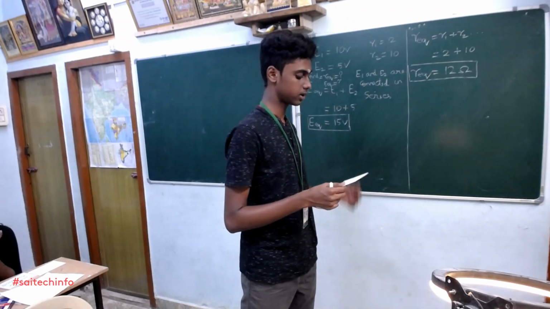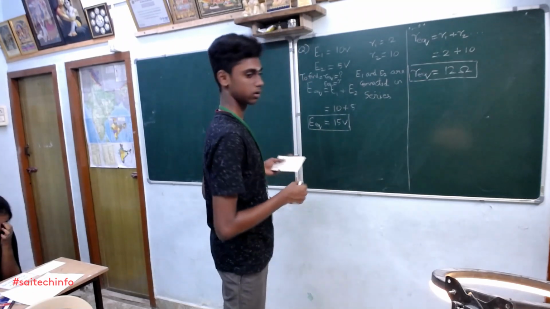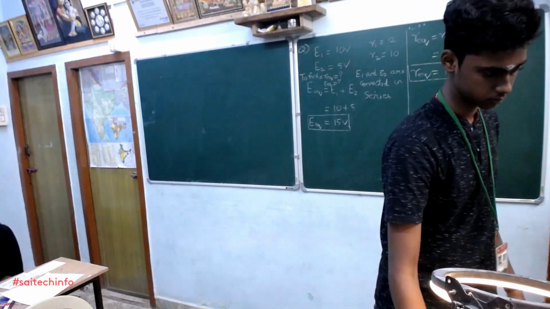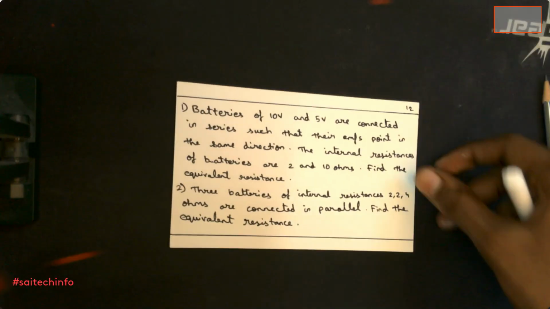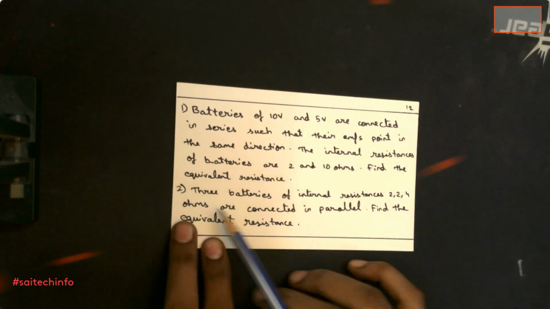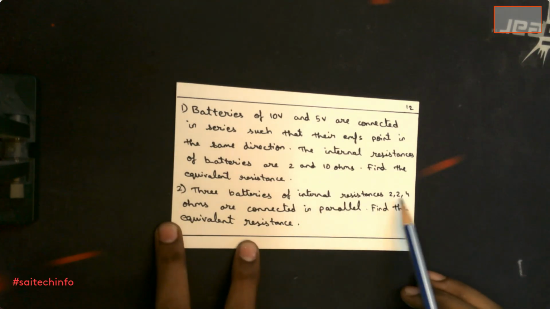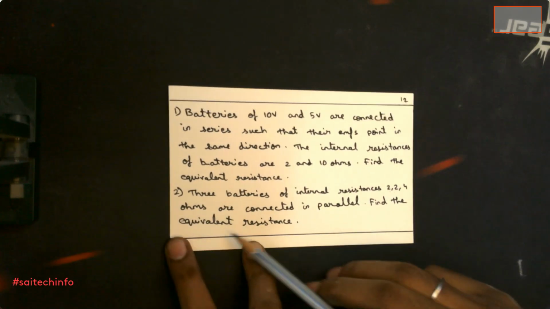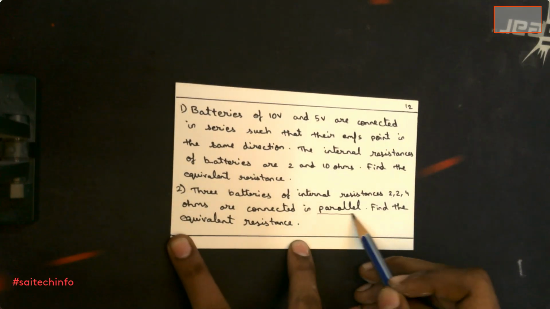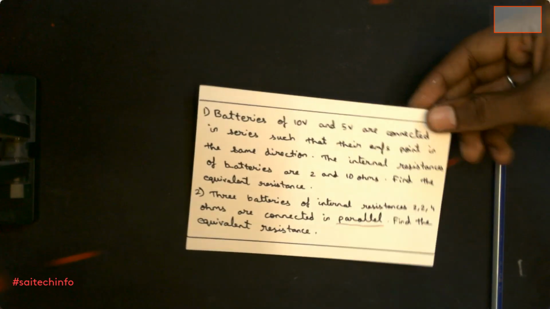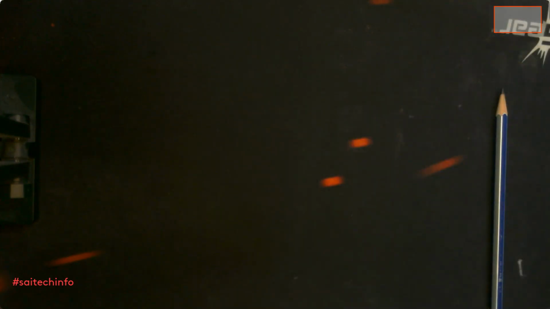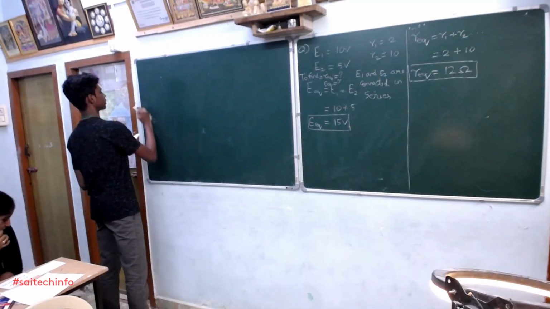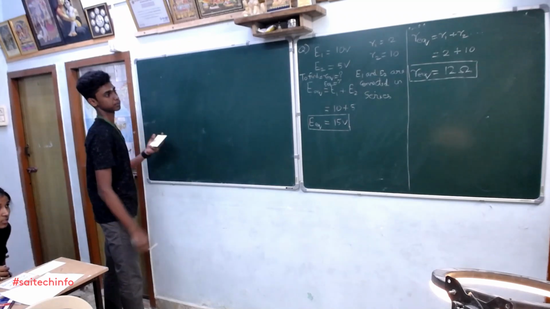That's all. So there is another question. Read the question: three batteries of internal resistances 2, 4 ohms are connected in parallel. Find out their equivalent resistance. So we are going to find it in parallel.